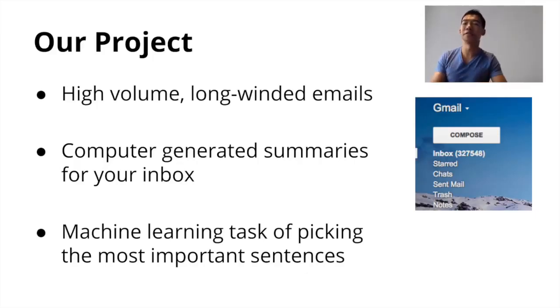So our solution is to create a Chrome extension that operates in your inbox. It automatically summarizes all your emails for you, so it takes 30% of the time or 50% of the time to get through all your emails. And the way that we do this is using some machine learning techniques. Essentially, the task is to just pick out the most important sentences in the email and display only those to the user.